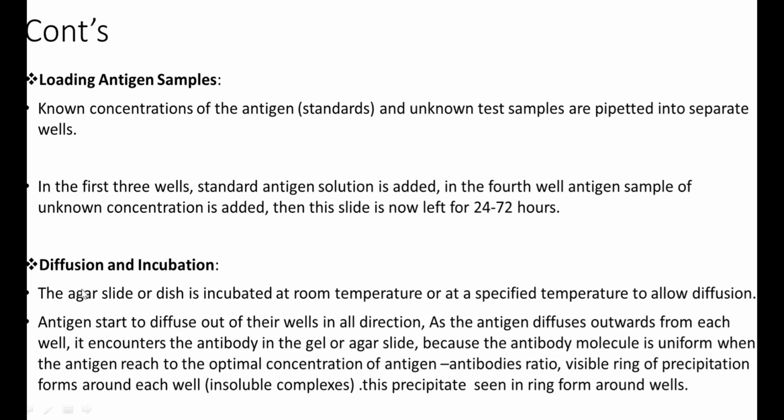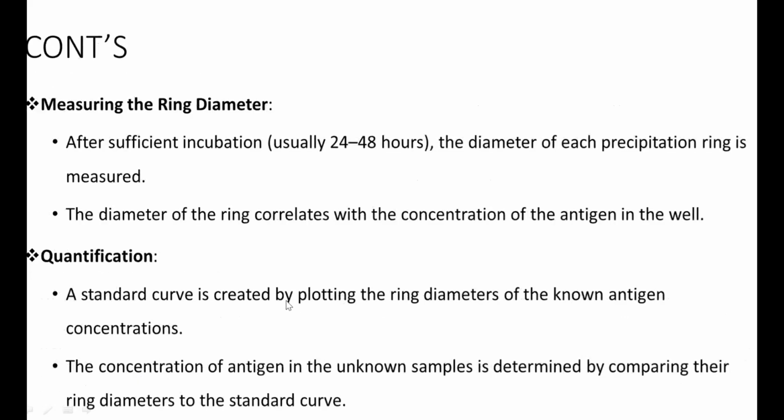That means that in this third step, the antigen diffuses out of the well and binds with the antibody found in the agar slide. When the optimal antigen-antibody interaction occurs, the precipitation ring is formed. Then the next, fourth step is measuring the diameter of that precipitate ring. After measuring the ring formed, we have its diameter, which is correlated with the concentration of the antigen in the well.